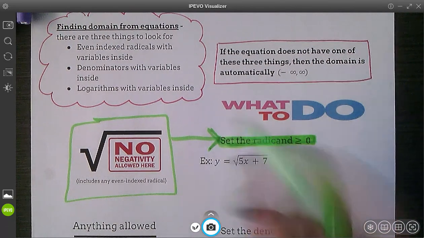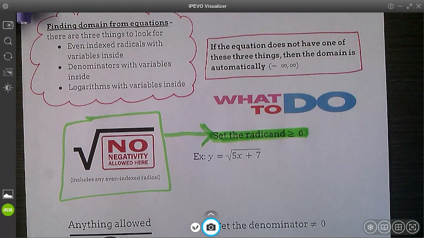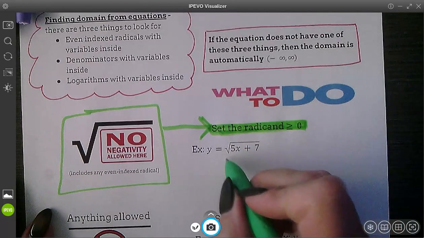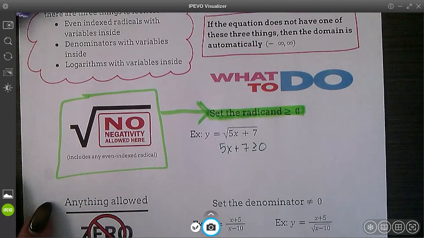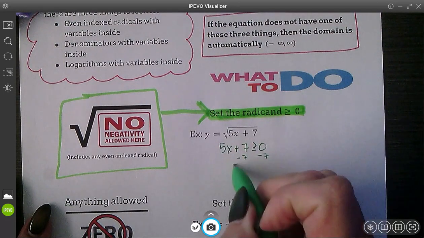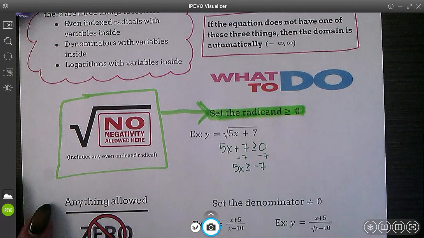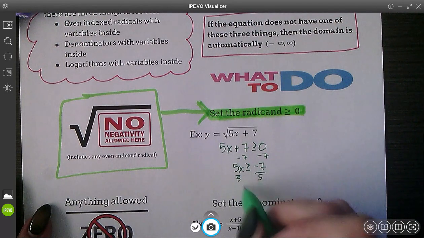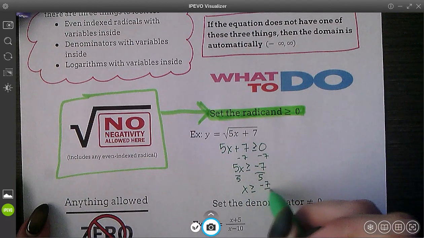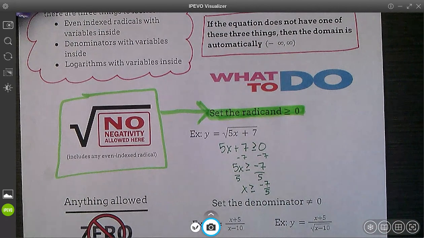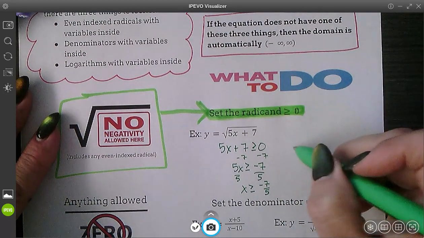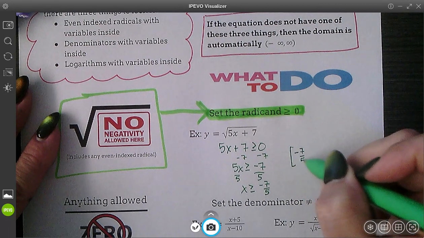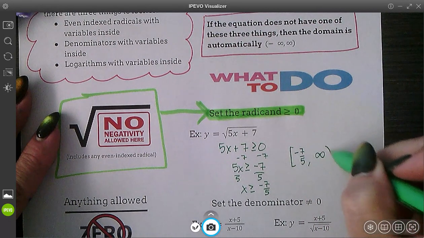So here's my example. I have y equals the square root of 5x plus 7. The radicand is 5x plus 7. So I take the radicand, 5x plus 7, and we set it greater than or equal to 0. We solve that little inequality: subtract 7, we get 5x is greater than or equal to -7. Divide by 5, we get x is greater than or equal to -7/5. That's going to give us our domain, and we have to use interval notation for that. So we will start at -7/5, and everything bigger than that ends at infinity.